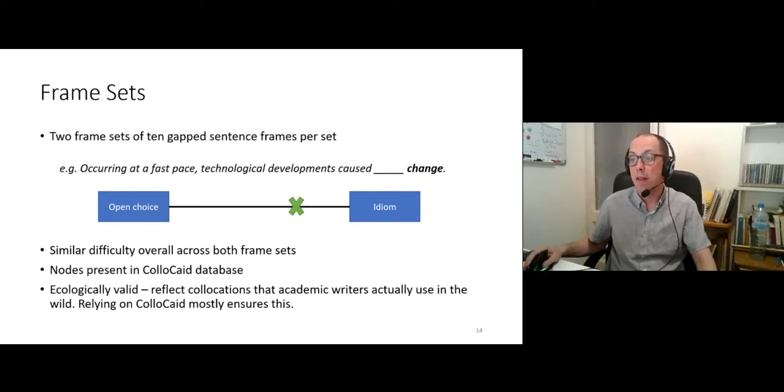They had to have a similar difficulty overall across both frame sets, and of course Collocate doesn't cover all the words in academic English. It covers around 580 nodes at the moment. So we were limited to these nodes, but this really wasn't much of a limitation. In fact, since the sentences had to be ecologically valid, ideally they had to reflect collocations that academic writers actually use in the wild. Relying on Collocate with its careful selection criteria mostly ensures this, I think.